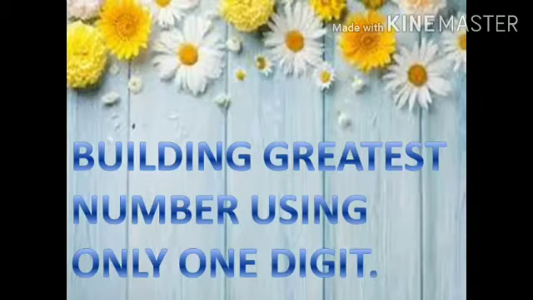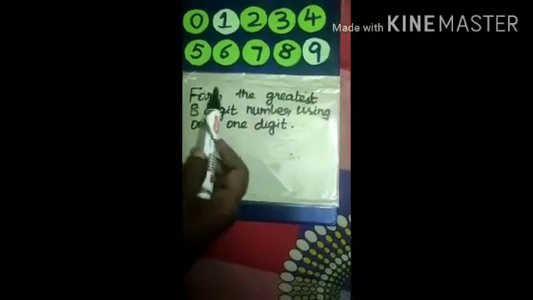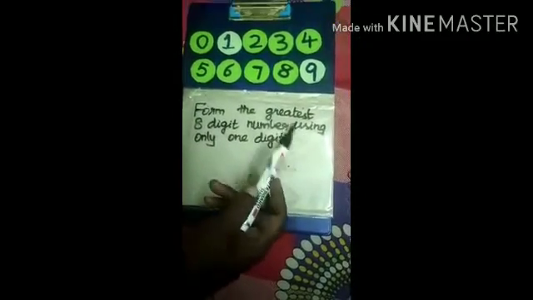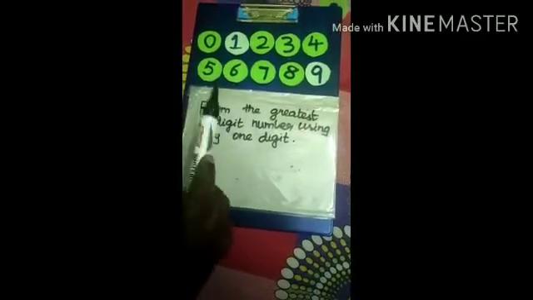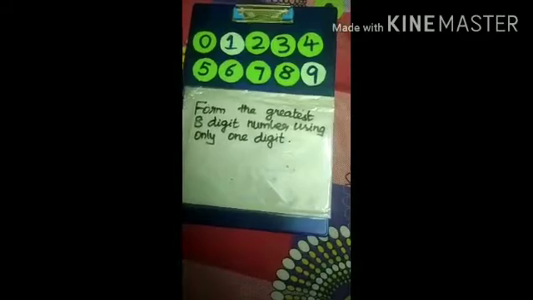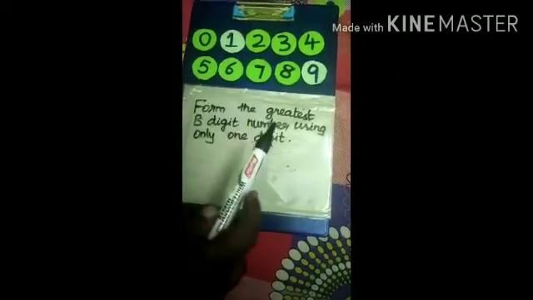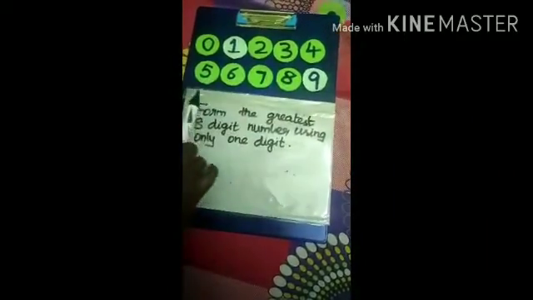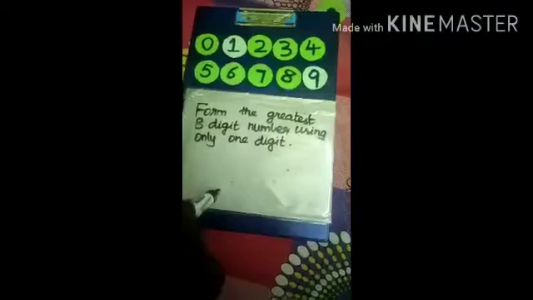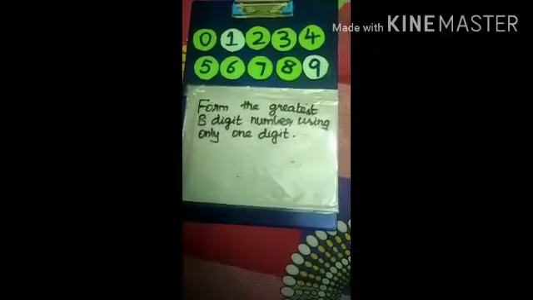Building the greatest number using only one digit. Read this question, children. Form the greatest 8-digit number using only one digit. Here, we are going to form the greatest number using only one digit. Whenever you are asked to form the greatest number or smallest number, you have to form only using these digits, that is single digit numbers. Now here we are going to form the greatest number alone. So the greatest 8-digit number using only one digit.